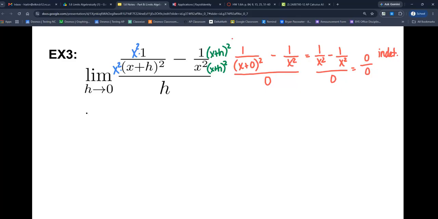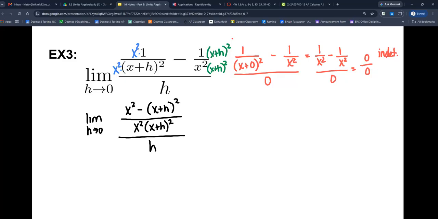But now I'm going to have limit notation. And I'll have x squared minus x plus h squared over x squared times x plus h squared. And then don't forget you still have this h on the bottom. Sometimes I even like to put some parentheses around that numerator to remind me that I'm working on that part.